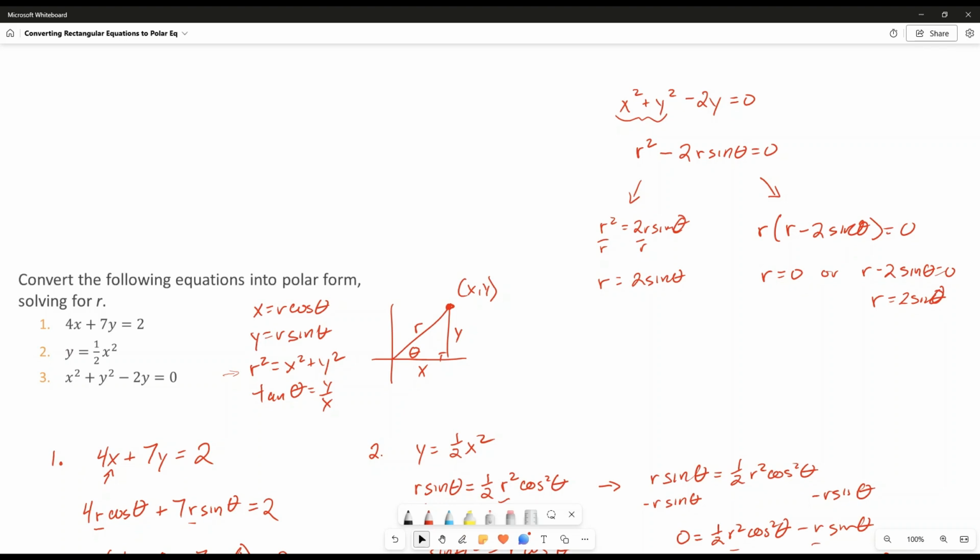And so we can say that x squared plus y squared minus 2y equals 0 can be rewritten in polar form as r equals 2 sine of theta. And if you were to graph both of these, one in polar and the other in rectangular form, their graphs do actually match up. So it is equivalent.